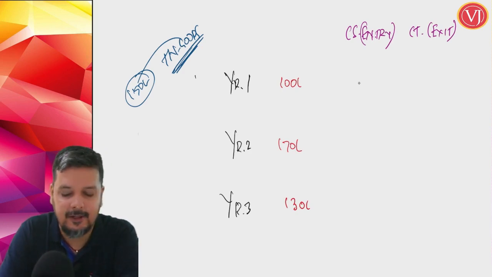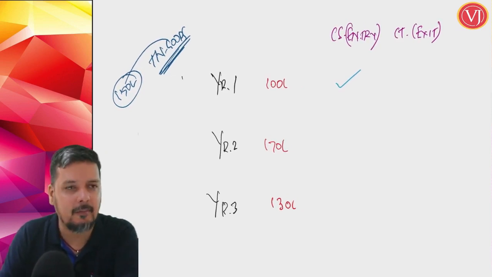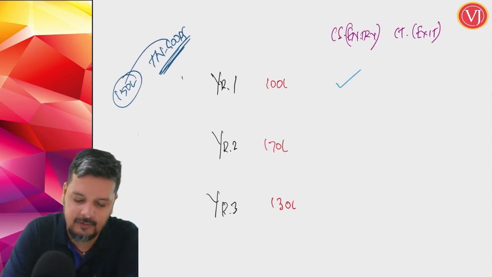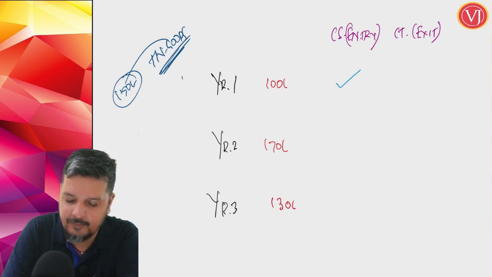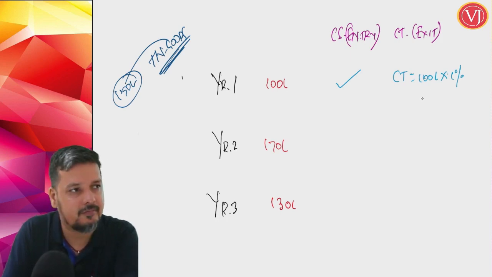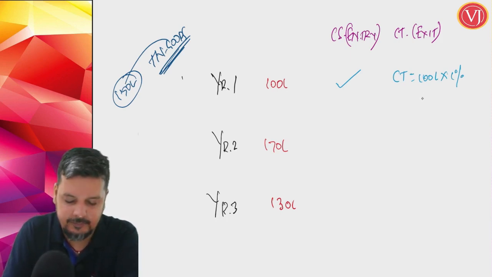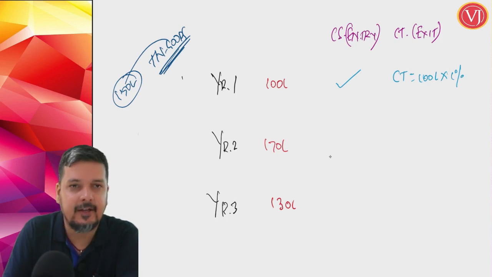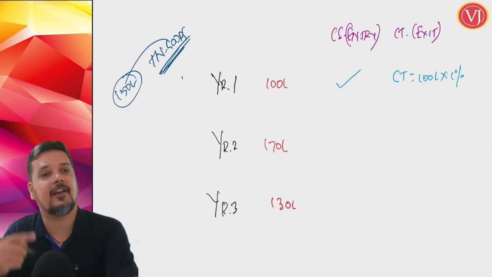Now, can I enter composition scheme in the first year? Yes, I can enter composition scheme. Will I exit composition scheme? I will not exit composition scheme. What will be my composition tax? My composition tax will be on 100 lakhs. Goods sector means 1%. Clear? Second year. When I enter second year, I will check my previous year aggregate turnover.